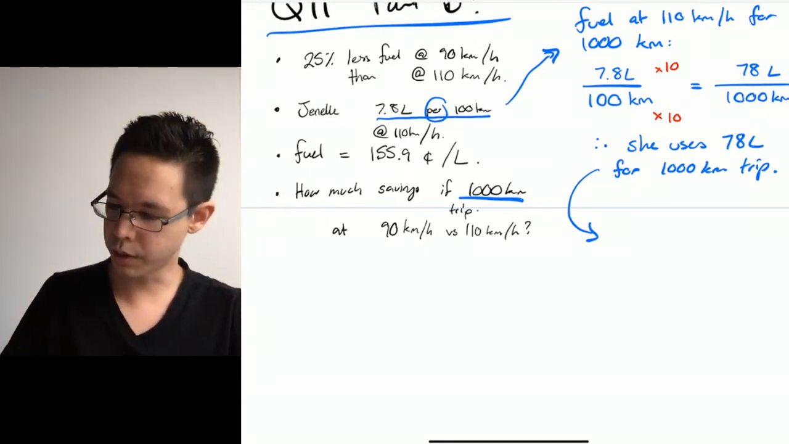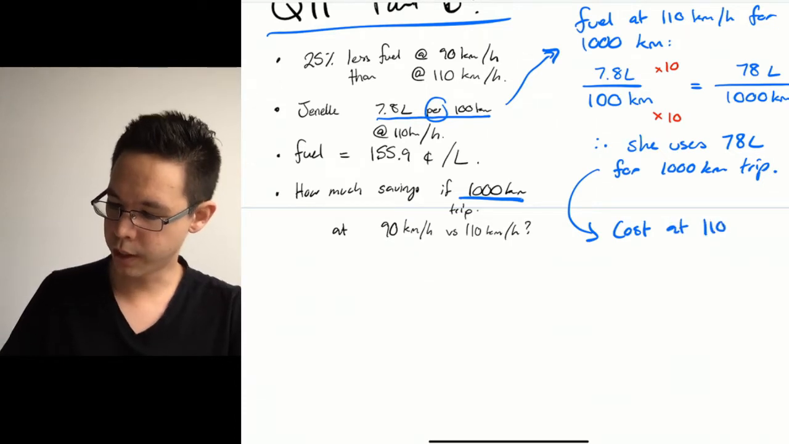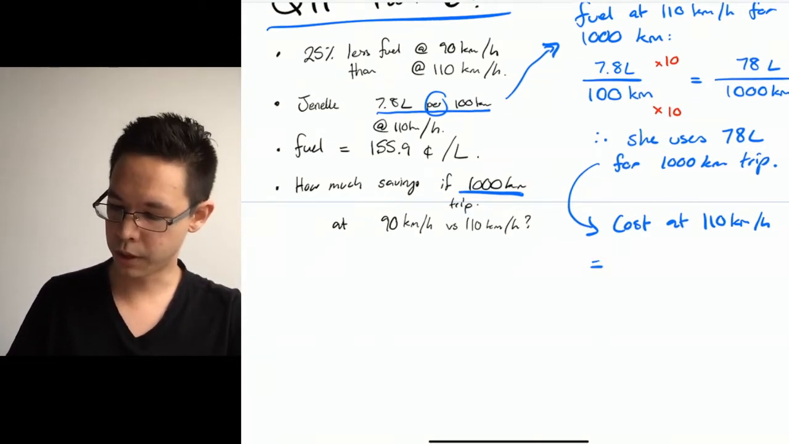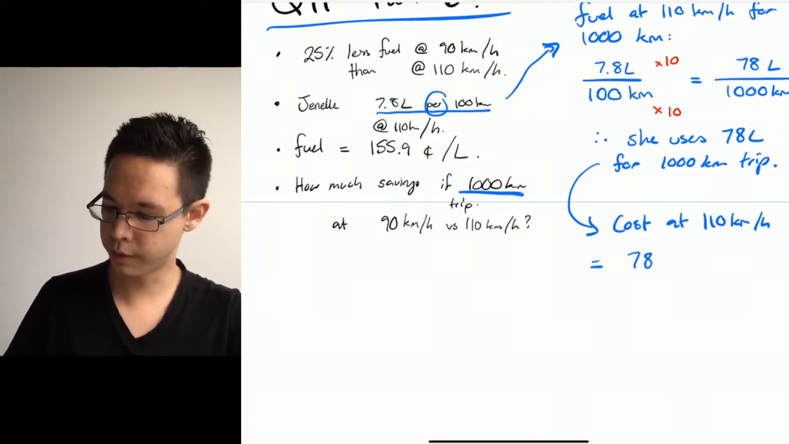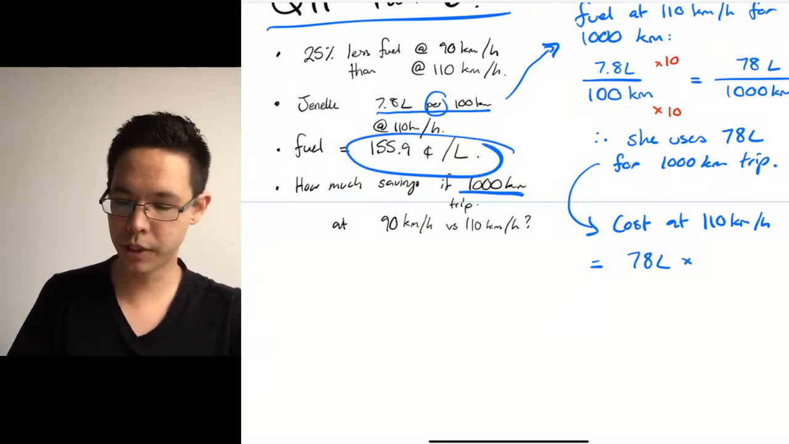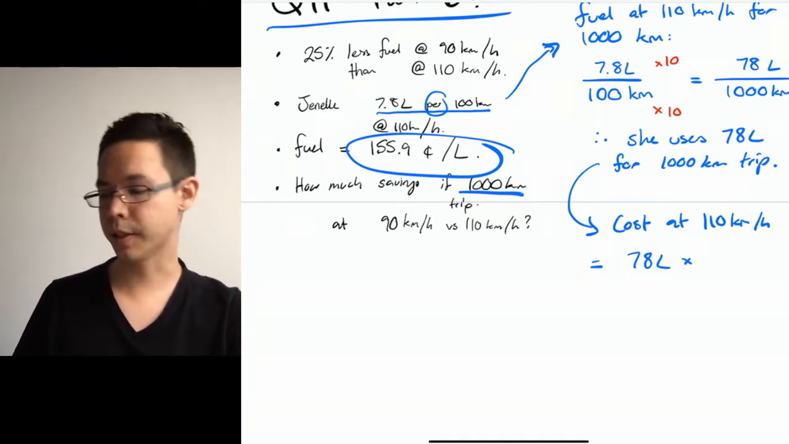Okay, so let's do the cost of that. So cost at the 110 kilometers per hour, because that's what my first calculation is all about. That's going to be equal to the liters, 78 liters, multiplied by the cost of fuel. The cost of fuel is here, 155.9 cents per liter.